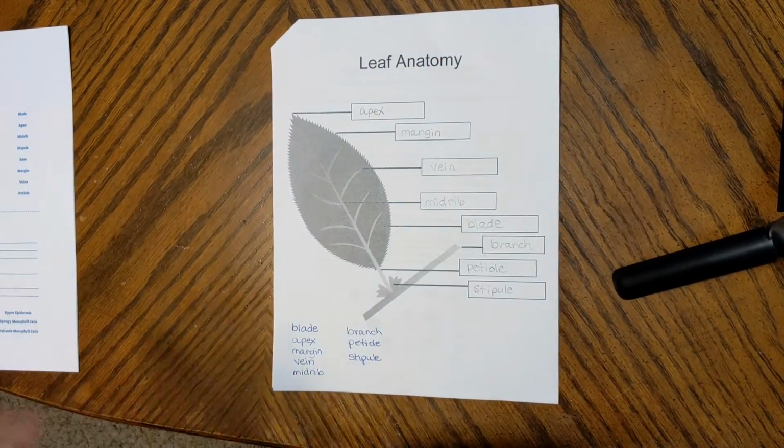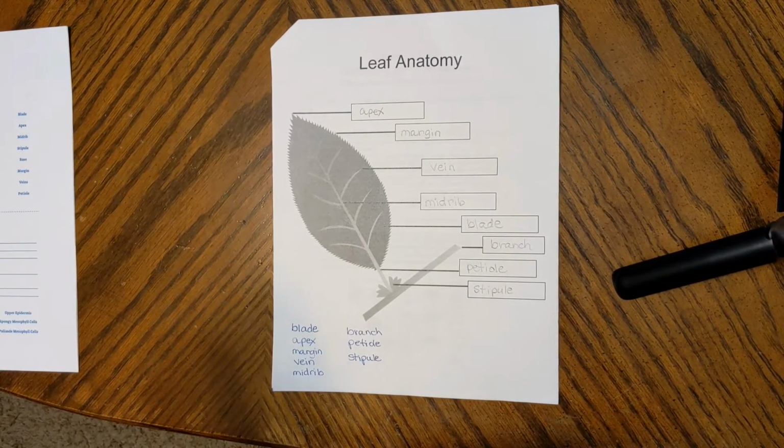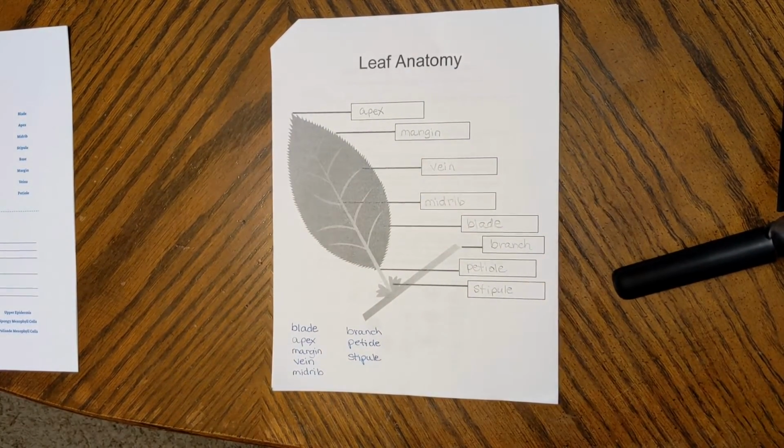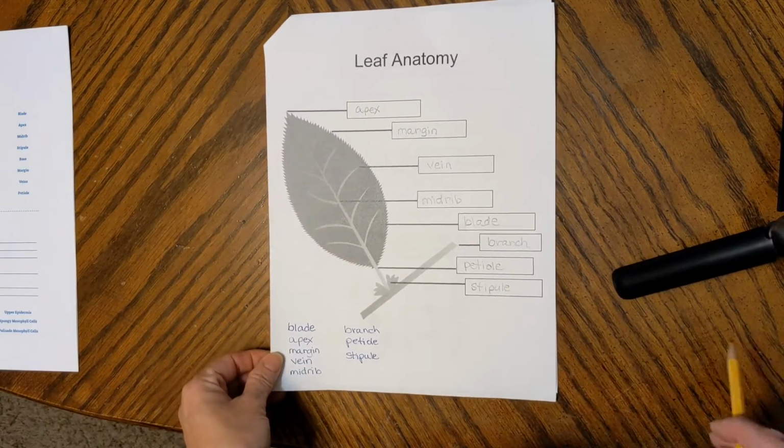Okay, now if you want to add some color to your leaf, you can. I'm sorry it's in grayscale, so it's probably not super fun to color, but if you would like to add background color, or if you want to color over that gray with some markers, I'm sure you could make it look really nice. Okay, so for my second and third graders, there's your leaf anatomy chart.